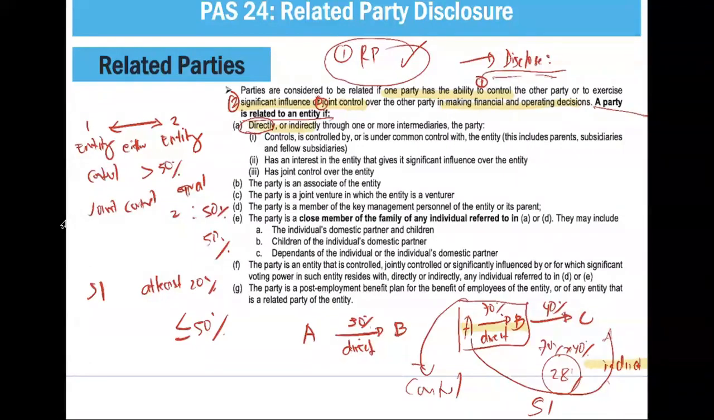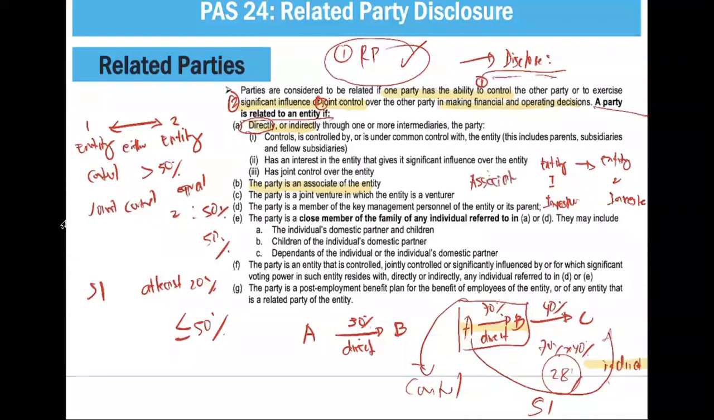Next, the party is an associate of the entity. Okay, so we have here entity 1 and entity 2. Entity 1 is your investor, entity 2 is your investee. So what do we mean by investor and investee? Entity 1 purchases from entity 2. So in short, entity 1 owns the shares of entity 2. So investor entity 1, investee entity 2, in the investment in associate.